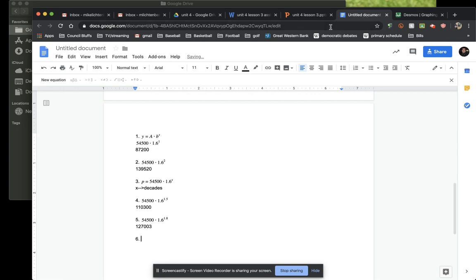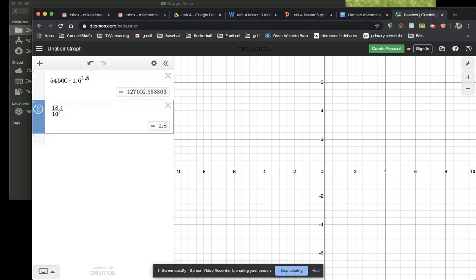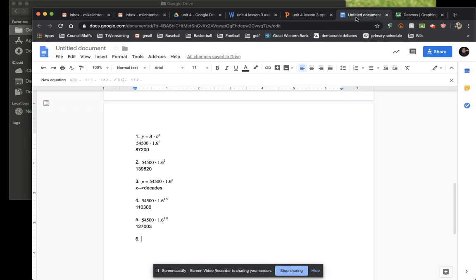Number 6, find the population of Florida in 1861. 1861 is how many years later? 1861 is 21 years later. So 21 years is how many decades? Well, I'm going to divide that by 10. 21 years is 2.1 decades.